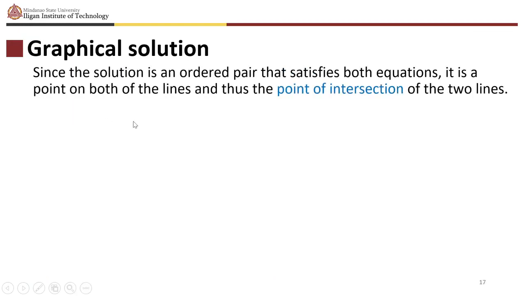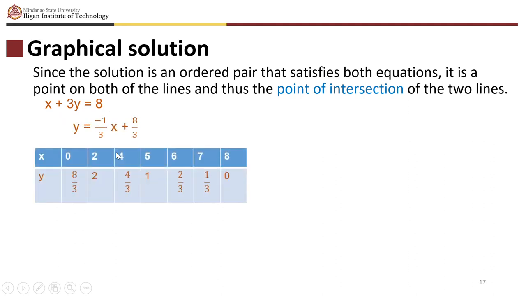For the graphical solution, we again simply sketch x plus 3y equals 8 and also sketch the other equation. You can rewrite x plus 3y equals 8 into this equation, and then again try to solve for values of y when you substitute the following values of x.